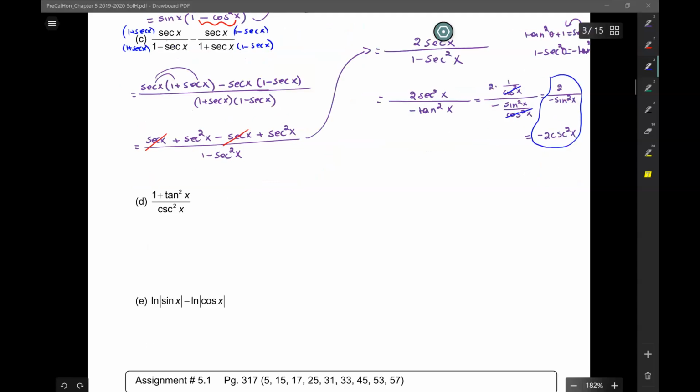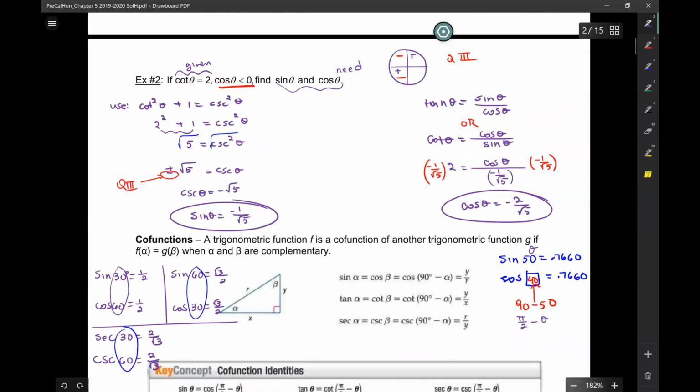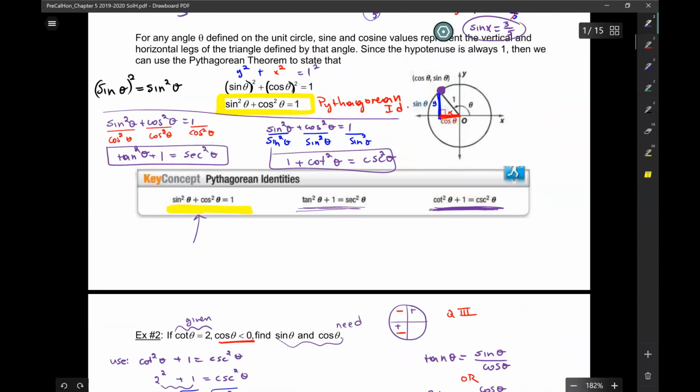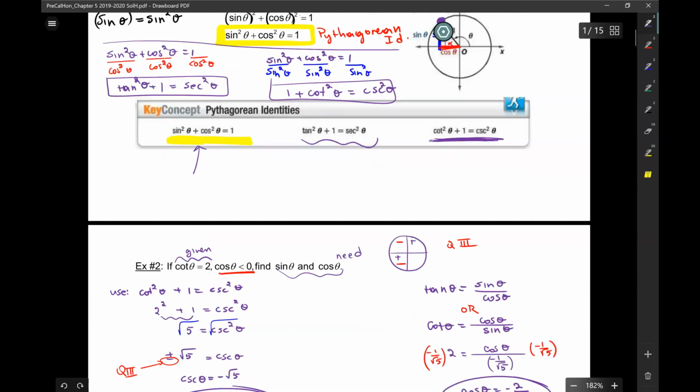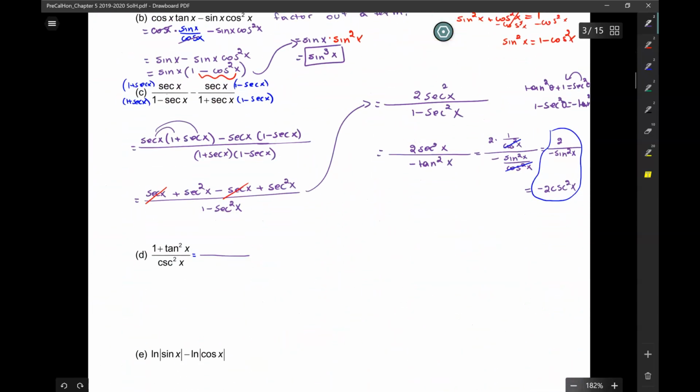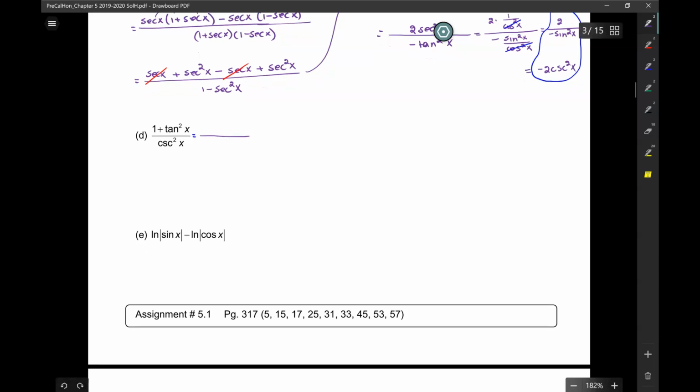Both of these are equally acceptable. Okay, so for this next one, in the numerator, I have 1 plus tangent squared x. And as I told you, if I see a trig function squared in conjunction with plus or minus 1, then that's an identity. So if we go up here, 1 plus tangent squared is secant squared theta. So here, 1 plus tangent squared is secant squared x over cosecant squared x.